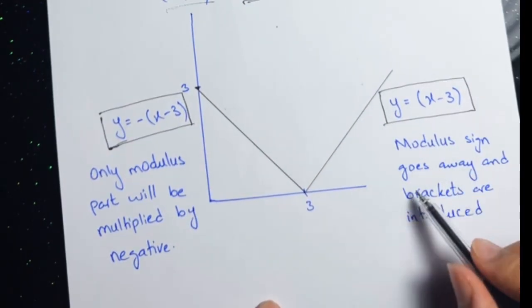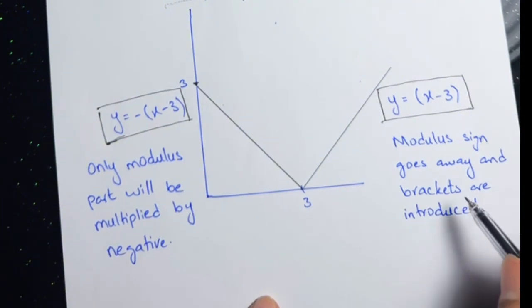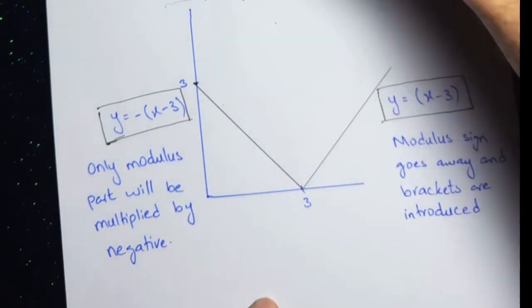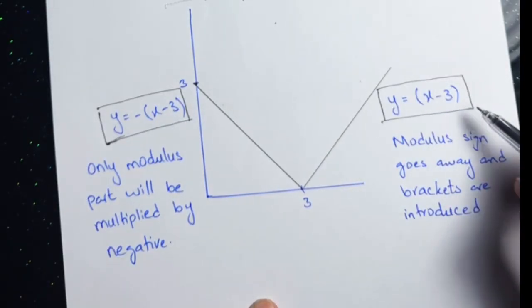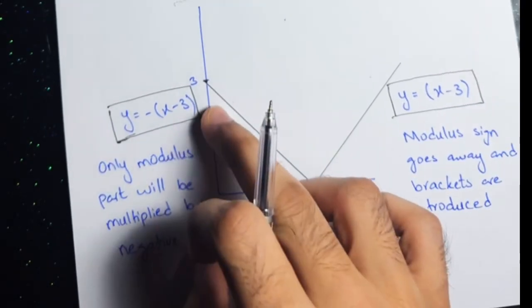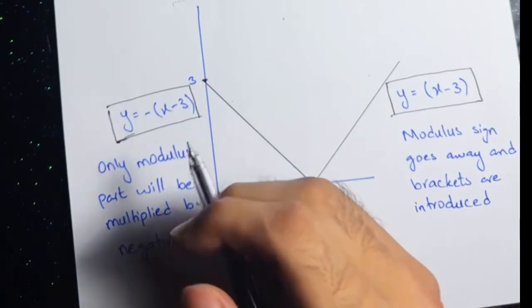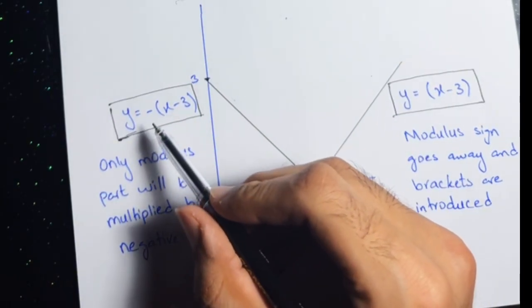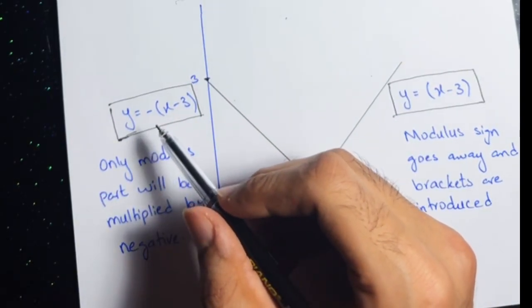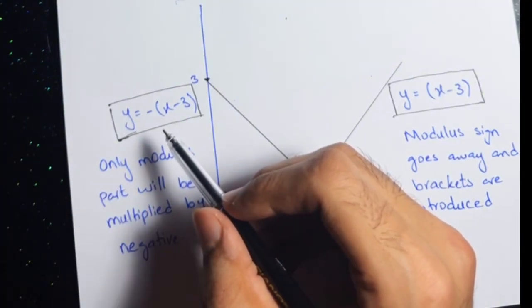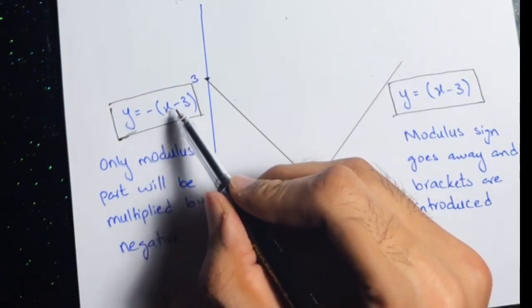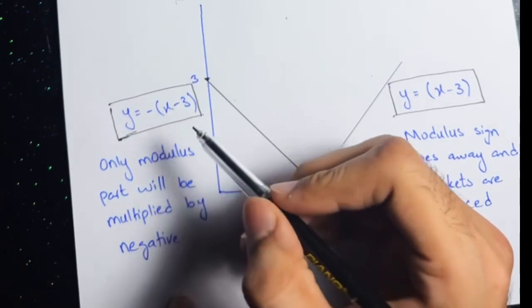So the modulus sign goes away and the brackets are introduced: y is equal to x minus 3. We have just removed the modulus sign and replaced it with brackets. On the left side of the modulus graph, it will always be introduced with a negative. The modulus part will be multiplied with negative 1. So you can see negative of x minus 3 in brackets.